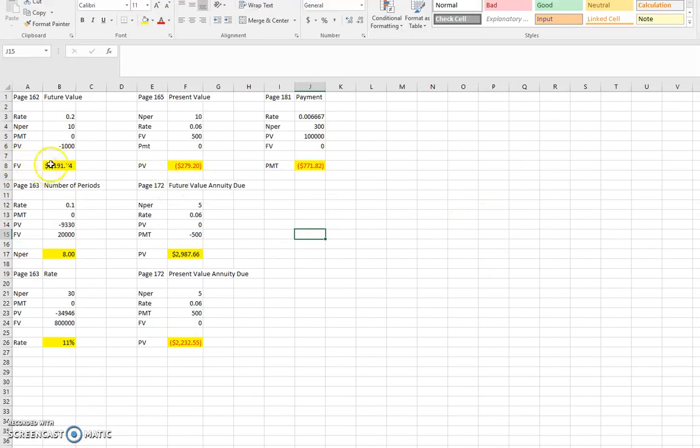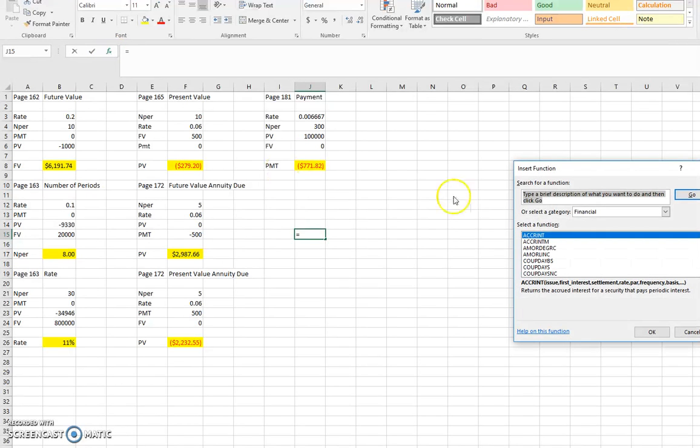The first thing, just to let you know, up here in this little f of x, if you click on that, insert function, and make sure you choose the drop down of financial, it's going to bring up a lot of the finance functions that you need. So we're going to use these to walk through some examples here.